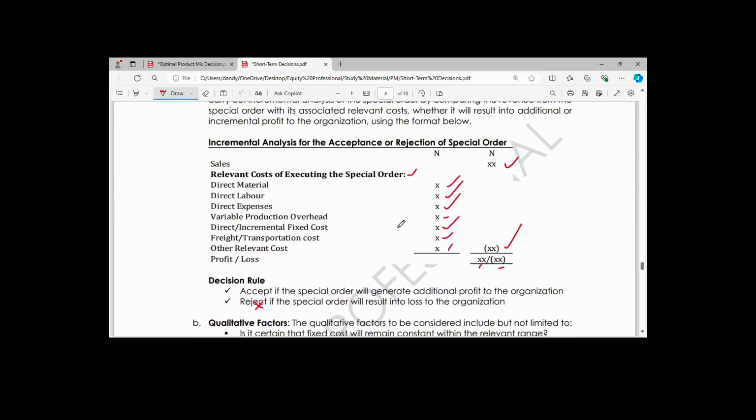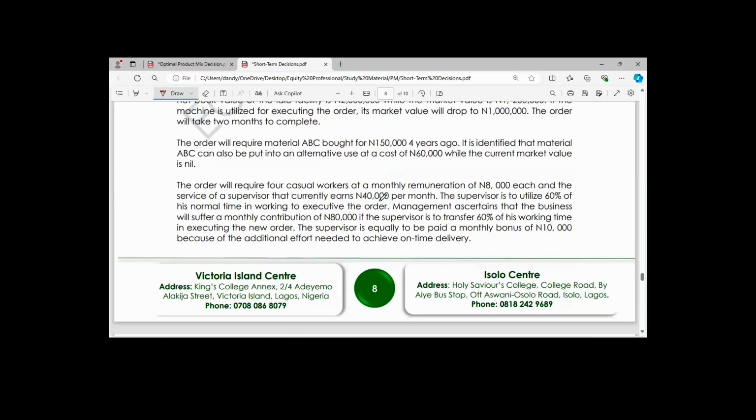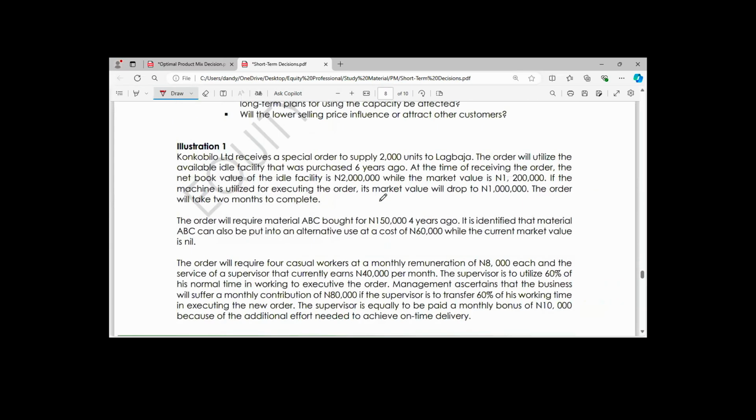So the next thing we need to do is to have illustrations. If I'm able to solve two illustrations, I'll be fine. I will solve one illustration for where there is sales, then I will solve another illustration where there is no sales value, so that in case you see any of the two on the day of your exam, you will not struggle. Okay, so let's take it one by one.